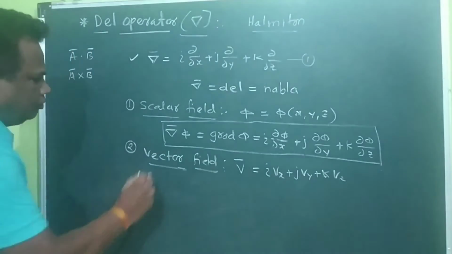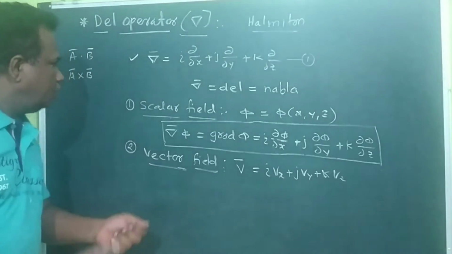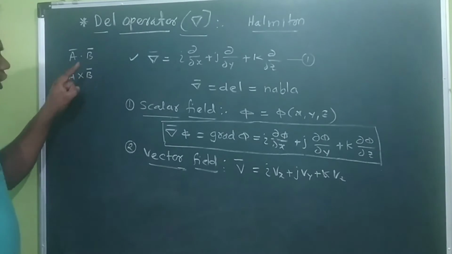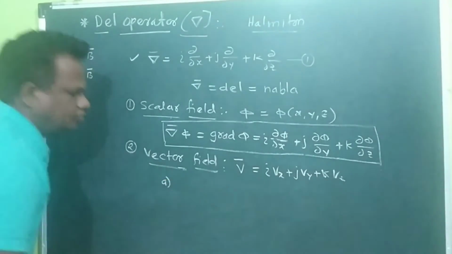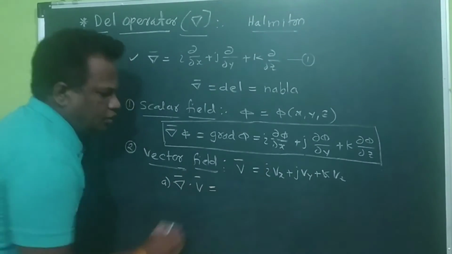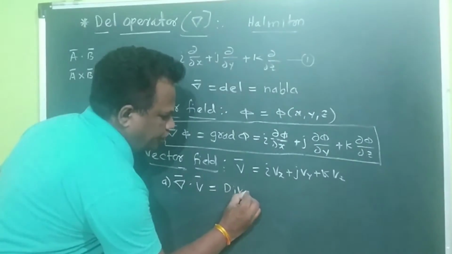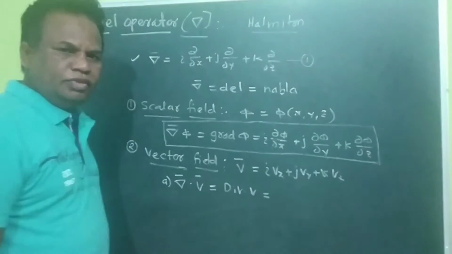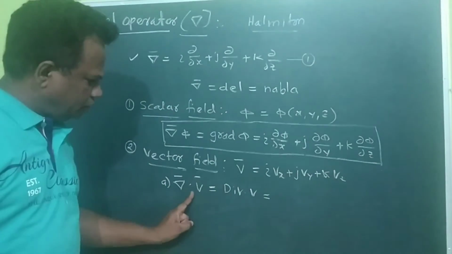So whenever del is operated on a vector field, we have two expressions, like A bar dot B bar and A bar cross B bar. The first quantity we can write as del dot V bar, and it is read as the divergence of V. How can you calculate its value? You have to put the value of del in the dot product with V.